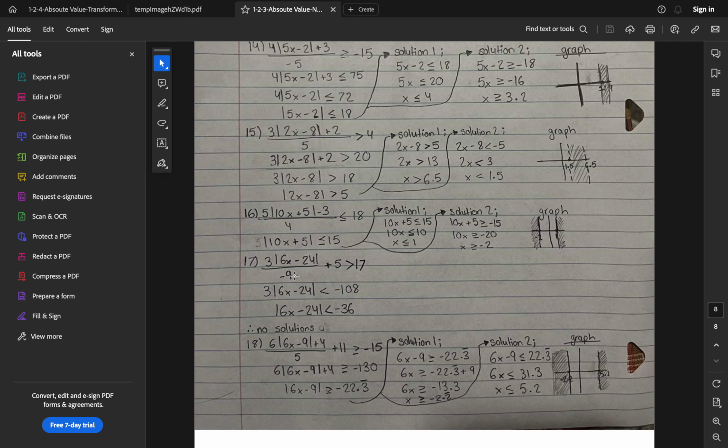Right, and for question number 17, there's no solutions, as once we isolate for the absolute values, it becomes 6x minus 24 is less than negative 36. No solutions. Question number 18, we once again isolate for 6x minus 9 has to be greater than negative 22.3. Right, we get x has to be greater than or equal to negative 22. Right, and the 6x has to be greater than 22.3. And basically, x can be only between these 2 points, and that's it.